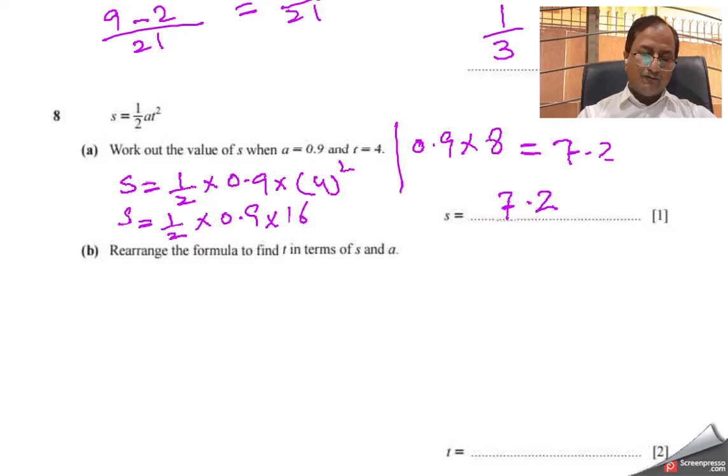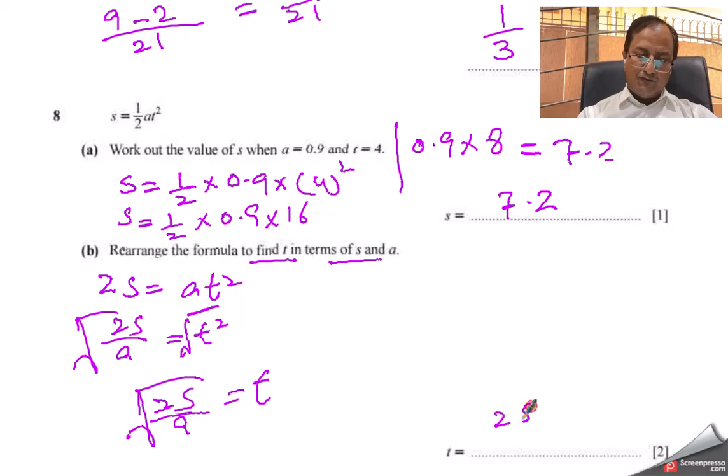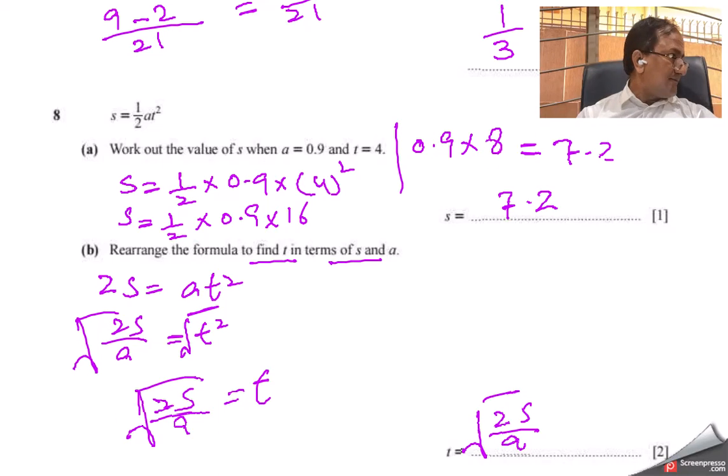Rearrange the formula for t in terms of s and a. We're supposed to find t as the subject of the formula. It means we have 2s equals at squared. Now 2s by a is t squared. By taking the square root on both sides, we have the square root of 2s by a equals t, and you're supposed to write here t equals the square root of 2s by a. The answer is there.